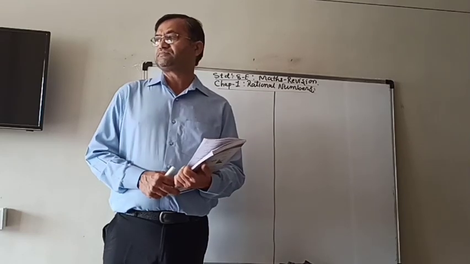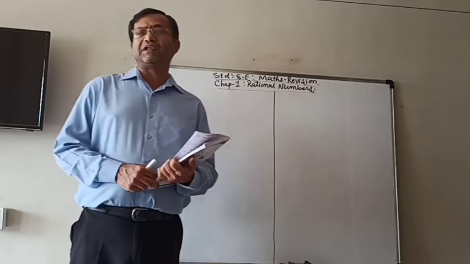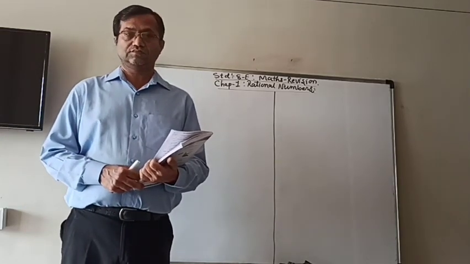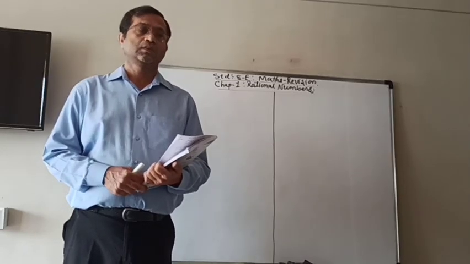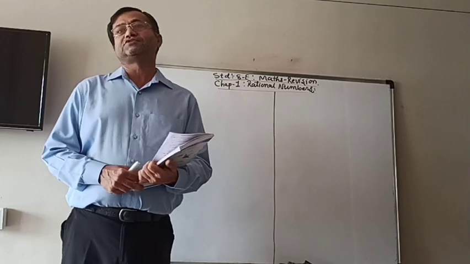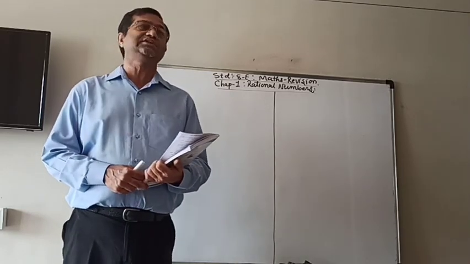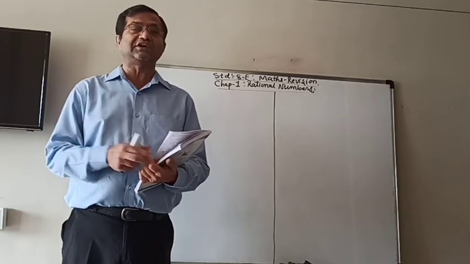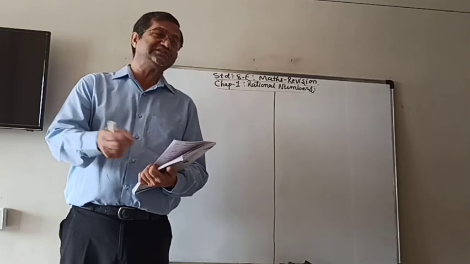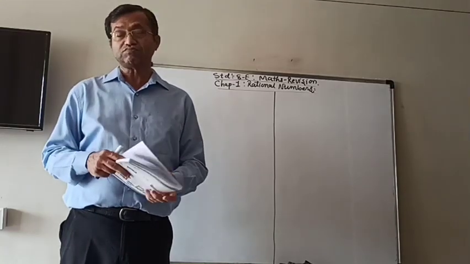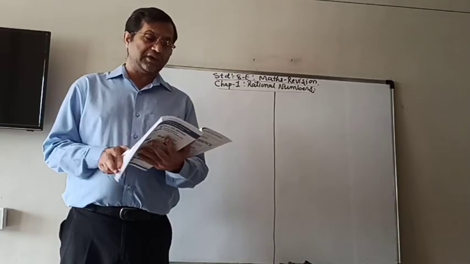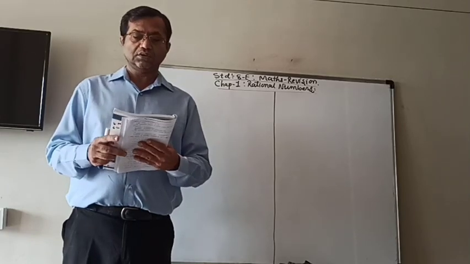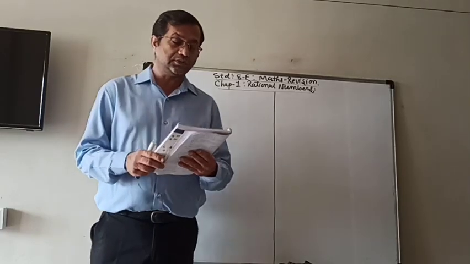In revision of maths, in the last few videos we learned all the different properties for the rational numbers, and also the additive identity, multiplicative identity, negative number or the additive inverse, multiplicative inverse or the reciprocal, etc. Now we are going to start some examples related to the properties.